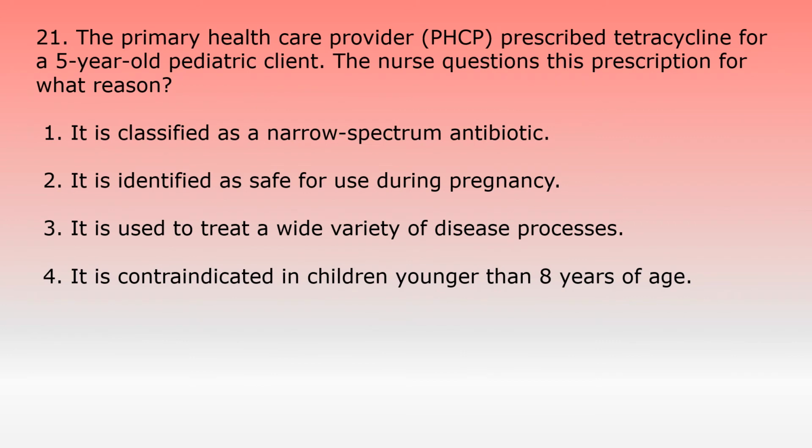21. The primary healthcare provider, PHCP, prescribed tetracycline for a 5-year-old pediatric client. The nurse questions this prescription for what reason? 1. It is classified as a narrow-spectrum antibiotic. 2. It is identified as safe for use during pregnancy. 3. It is used to treat a wide variety of disease processes. 4. It is contraindicated in children younger than 8 years of age.